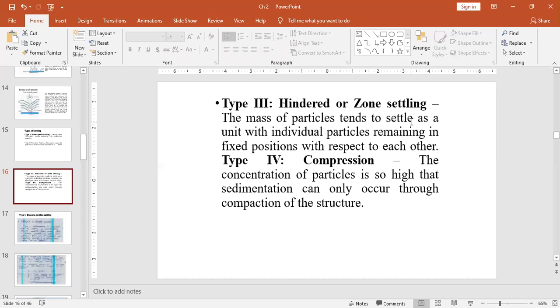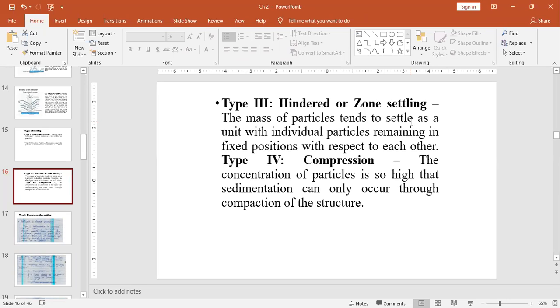Actually, what happens in this type of settling is not part of your syllabus. Simply understand from the title that type 3 settling is zone settling. The mass of particles tends to come together, multiple particles converting into one unit, and then that entire block of material starts settling down at the bottom.